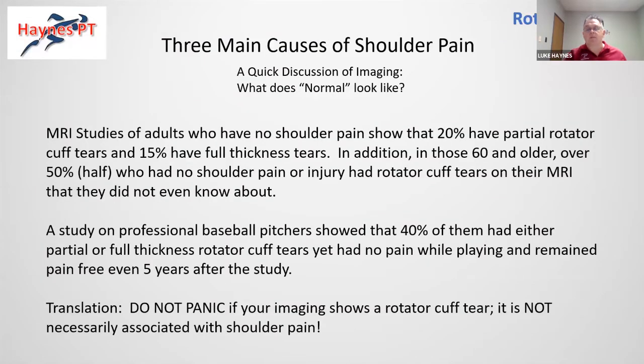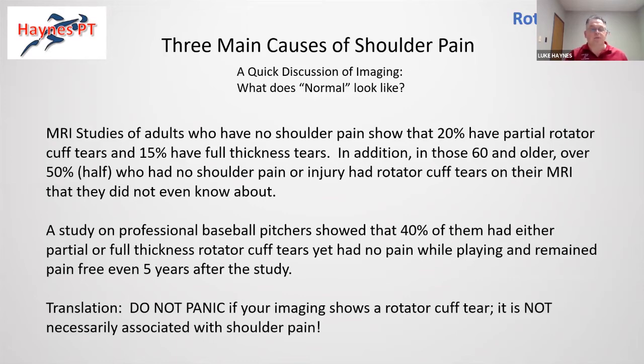So to talk a little bit about some numbers. There are MRI studies of adults who have no shoulder pain that show 20% have partial rotator cuff tears and 15% have full thickness tears. And these are people that have no shoulder pain whatsoever. In addition, in those people that are 60 years of age or older, fully half, or 50%, who have no shoulder pain or injury had rotator cuff tears on their MRI that they didn't even know about. So what that tells us is even though there may be something going on in there, we could still have normal function and normal use of the shoulder. So we have to be careful of how we interpret these imaging studies that we have.